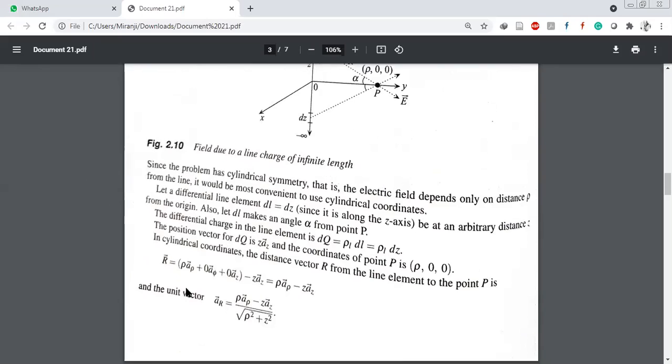At the same time, the x and y terms are 0 and only z a_z remains. When we subtract these two, we get rho a_rho minus z a_z only. The remaining terms are 0. So the unit vector a_r equals (rho a_rho minus z a_z) divided by the square root of rho squared plus z squared.